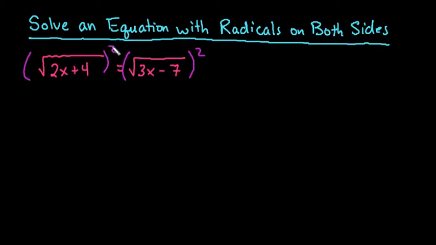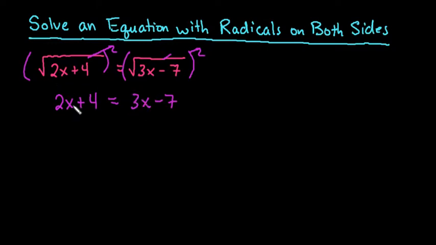When I square a square root, remember that we always end up with what's inside, no matter how complicated it is. And for this one, it does the same thing. It cancels out and we're left with 3x minus 7. So for this one, we just end up with a very simple linear equation that we can solve.